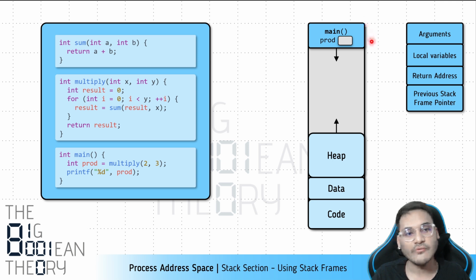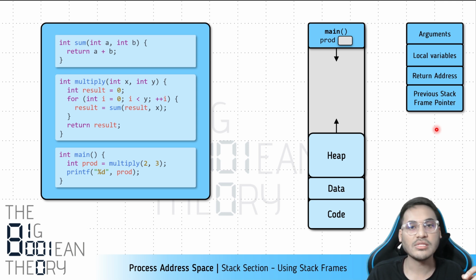And as you can see, I have only shown the arguments and the local variables. Basically, the main function does not have any arguments, and it only has one local variable, that is the prod variable. It is an integer which will finally store the product of the two numbers. I am skipping the return addresses and previous stack frame pointer for the sake of simplicity of this diagram, right? But nonetheless, we can still understand this example with this limited piece of information, right?